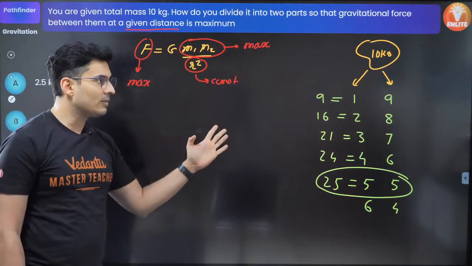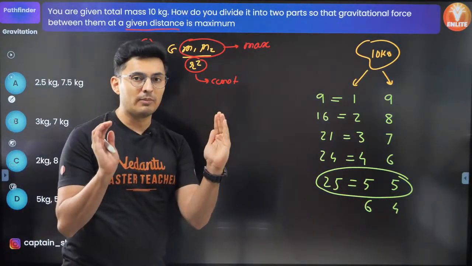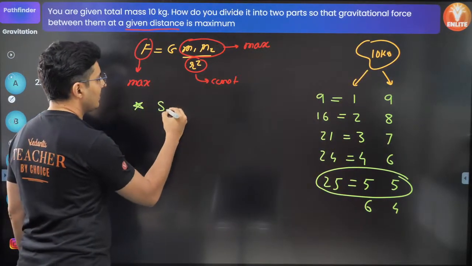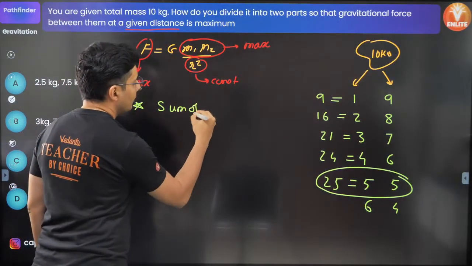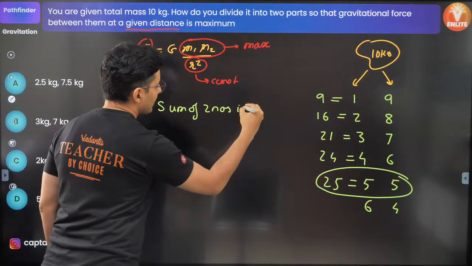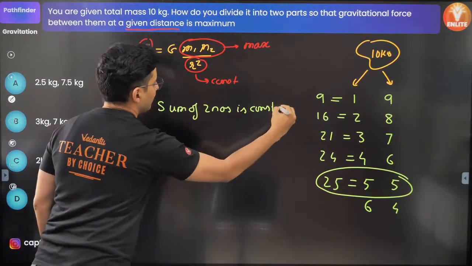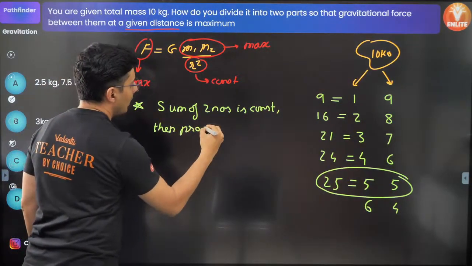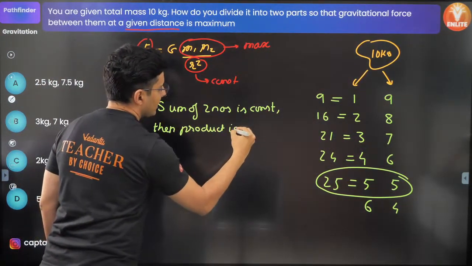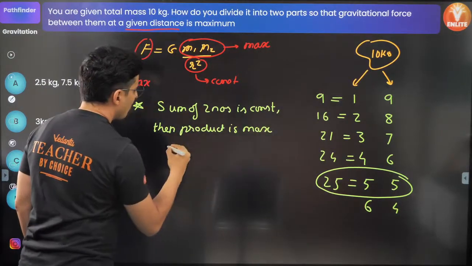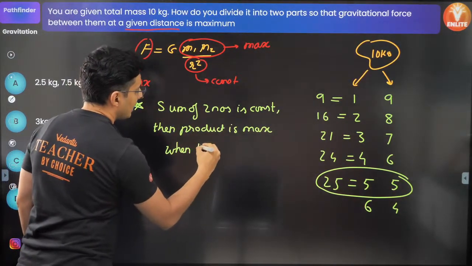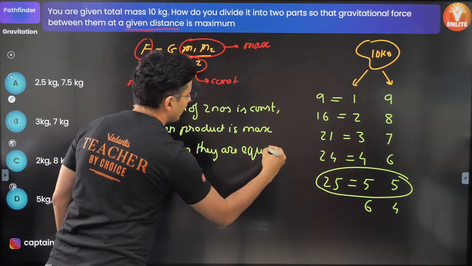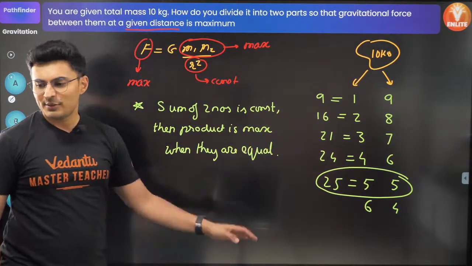In fact, it's always true that if the sum of two numbers is constant, then their product is maximum when they are equal. Keep this concept, this property in mind. It's very, very important.